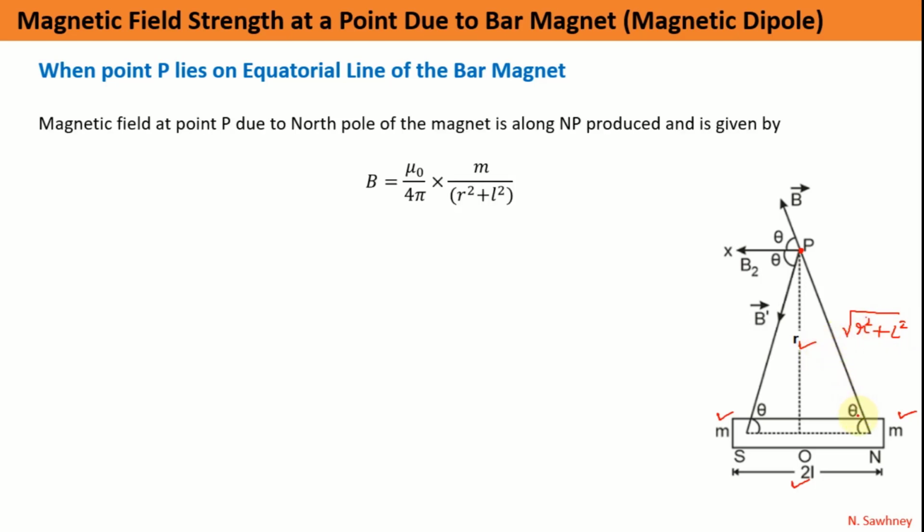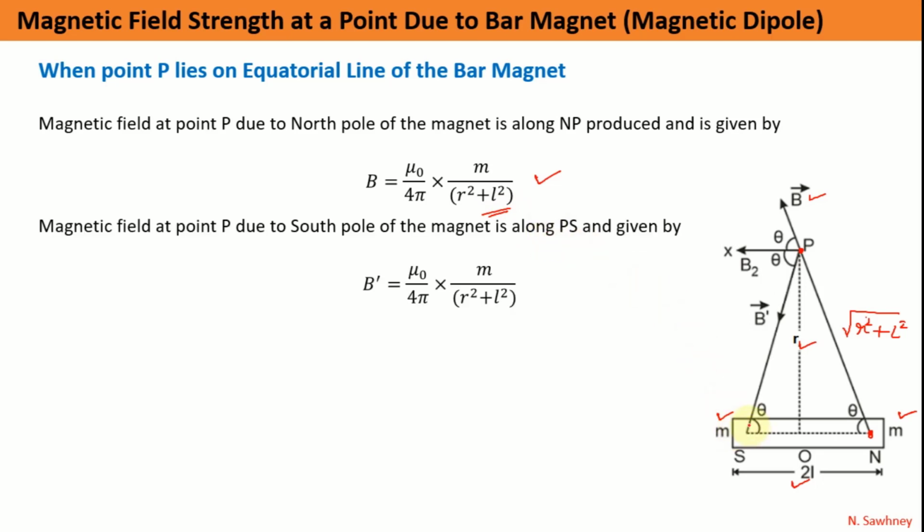Now let us calculate the magnetic field strength at point P due to the north pole of the magnet. As both are north pole, so the direction will be away from the north pole as shown here. And the magnitude will be again calculated by Coulomb's law, that is mu naught upon 4 pi m upon distance square. Here distance square will become R square plus L square. Then we will calculate the magnetic field due to south pole of the magnet. It will come out to be mu naught upon 4 pi into m upon R square plus L square. If we look carefully, the magnitude of magnetic field at point P due to north pole and due to south pole are equal to each other.